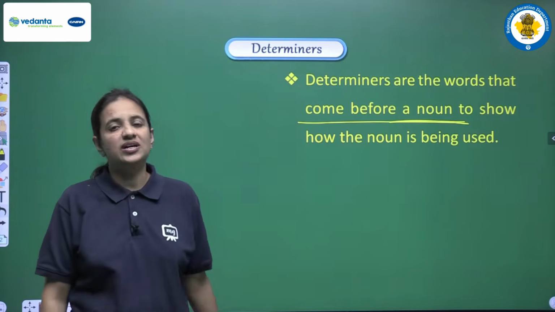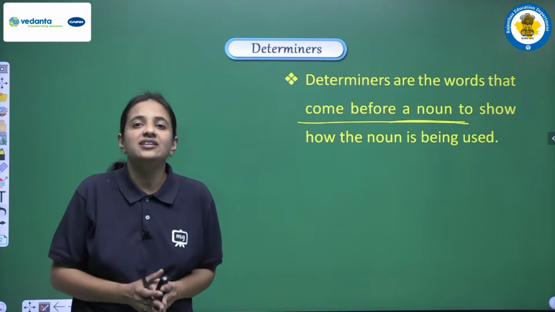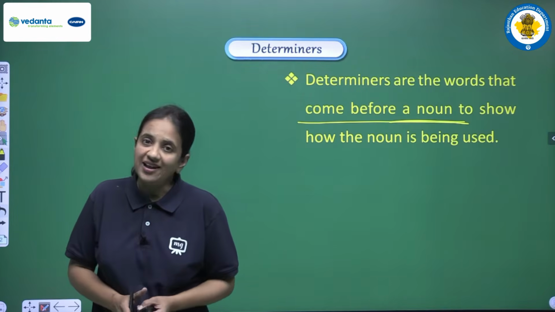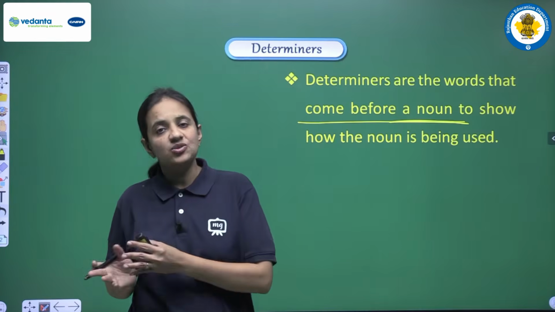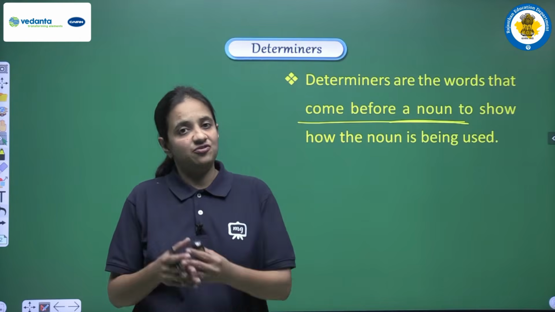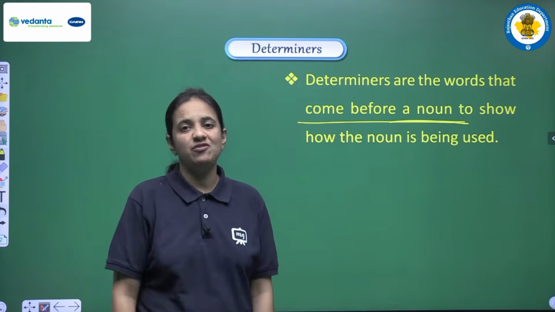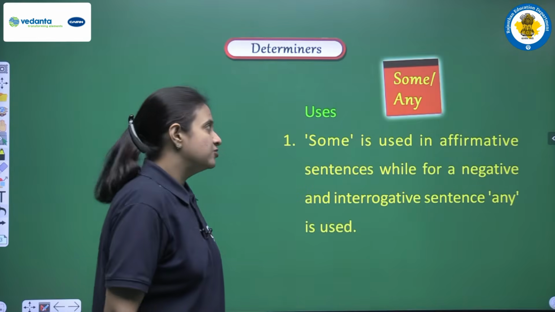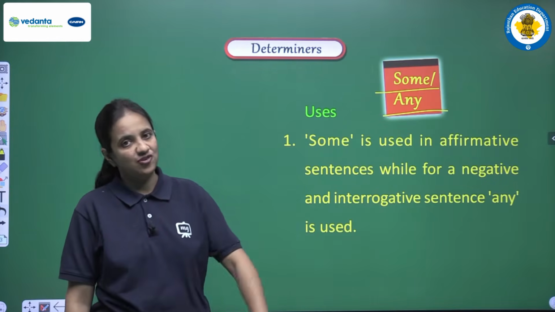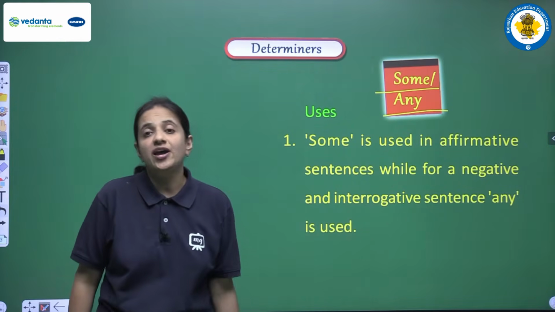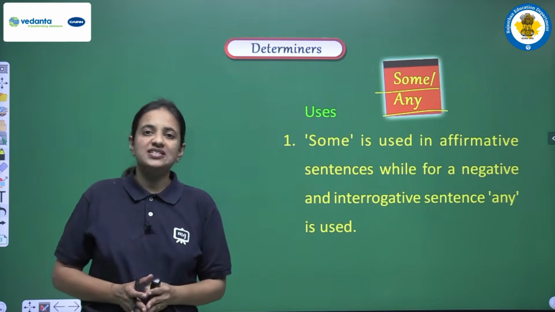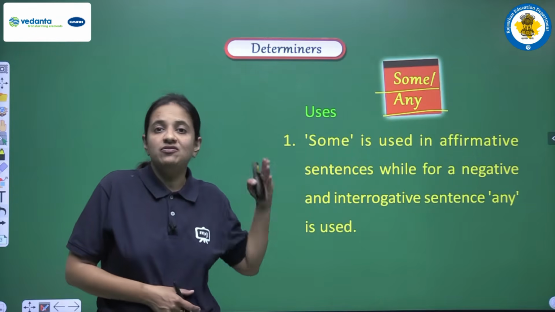Okay, so these are the words that come before a noun, and they tell us how that noun is being used. We have some words in this category, and all these words have their particular uses, right? So we will complete all these determiners. The first two determiners that we will start today are some and any. Why do we have this pair, some and any? Because these two words are related in a manner, and we will see how.